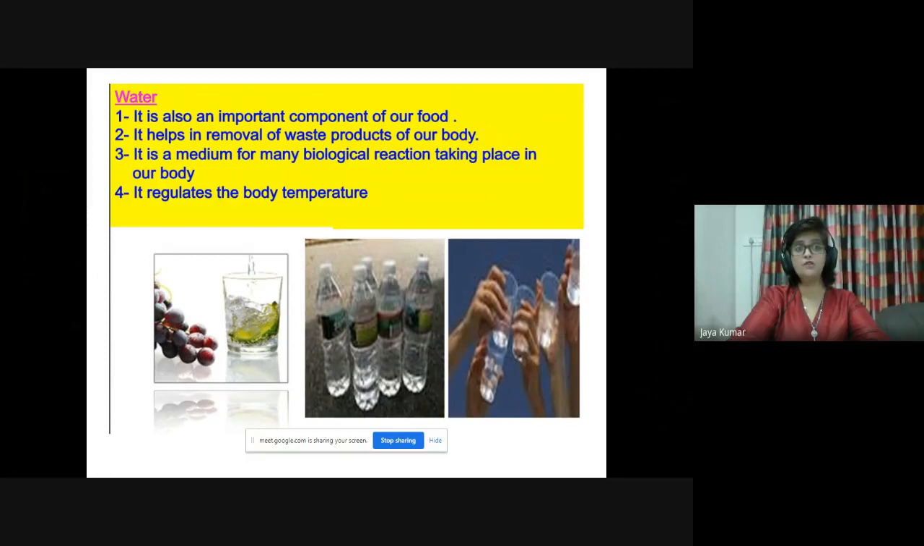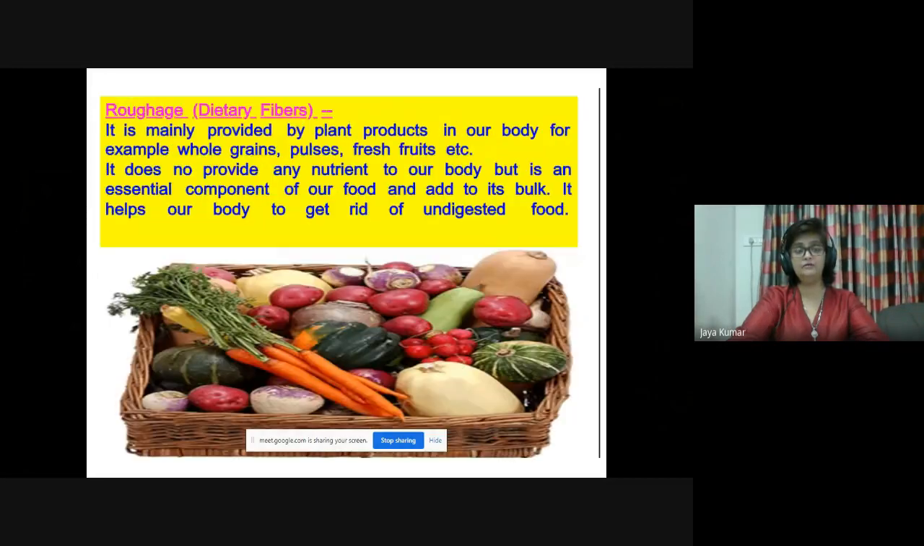Now let's talk about water. It is also an important component of our food. It helps in removal of waste products of our body. It is a medium for many biological reactions taking place in our body. It cools down our body. So, drinking a sufficient amount of water is very important in order to be healthy.